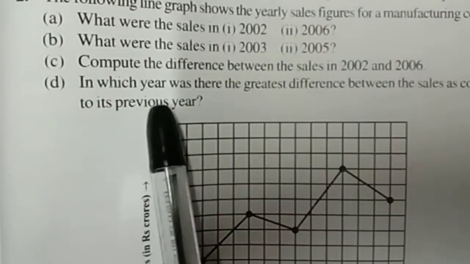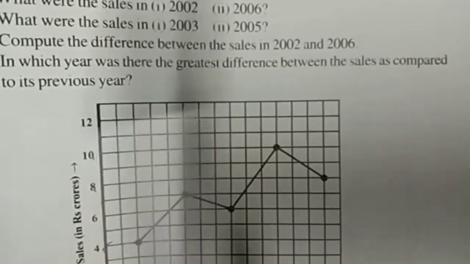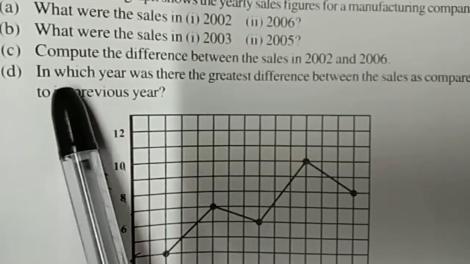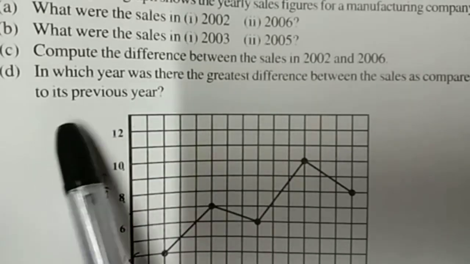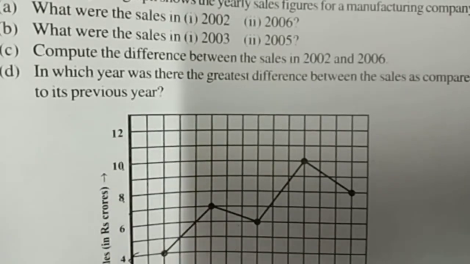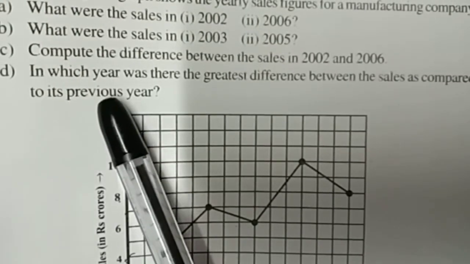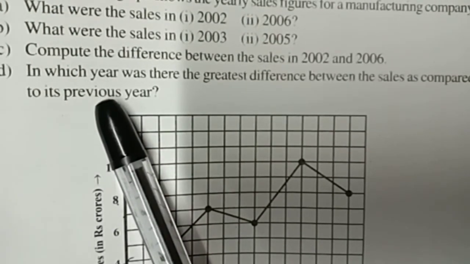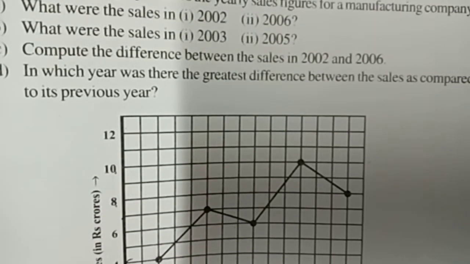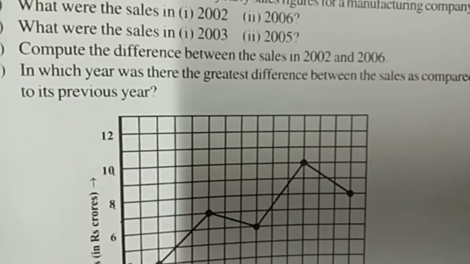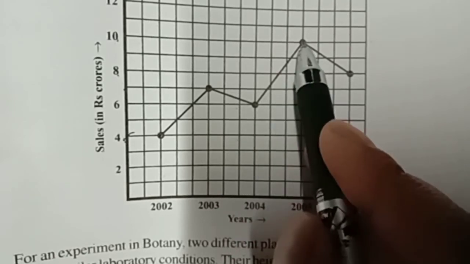In which year was there the greatest difference between the sale as compared to its previous year? In this question, we have to find the greatest difference between two consecutive years. Which are the two consecutive years where there is the greatest difference in sales? So if we compare from the graph, that is 2004 and 2005.